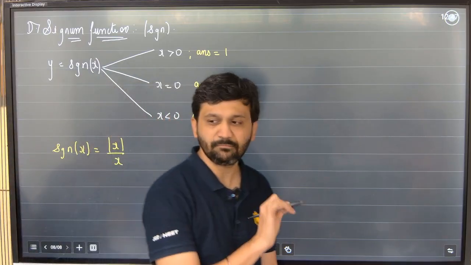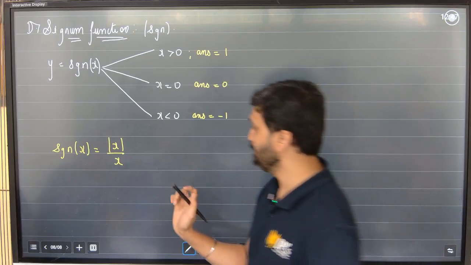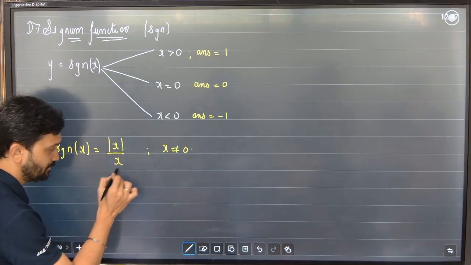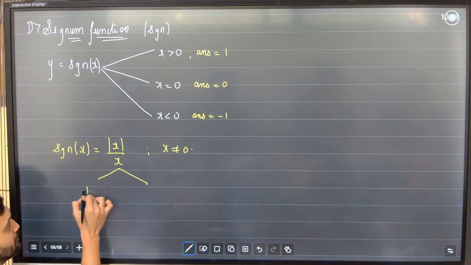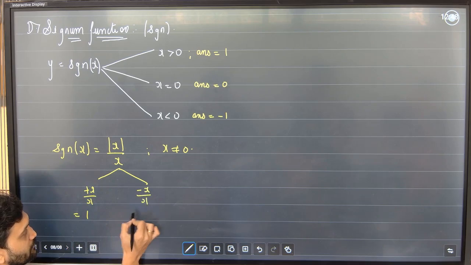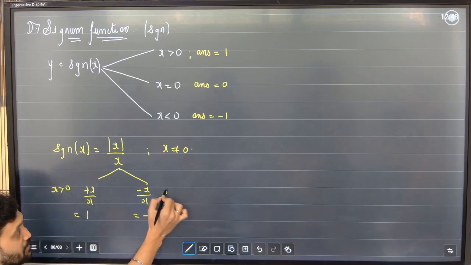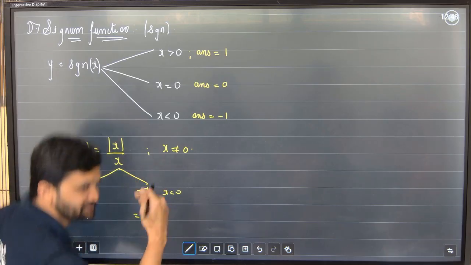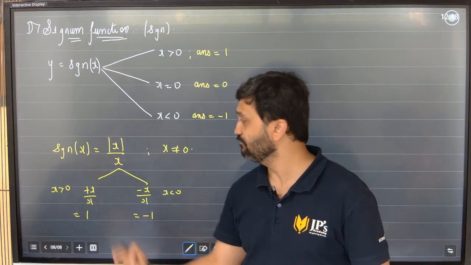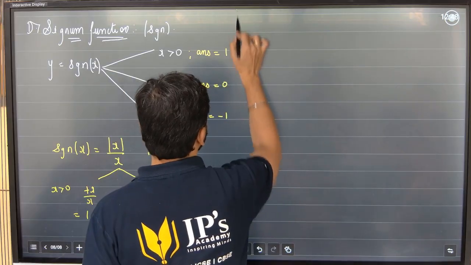SGN function is nothing but mod x upon x. And mod x upon x, as I told you, first of all we take x is not equal to 0. But if I take the value of x positive, then positive x upon x will give you the answer as 1. Negative x upon x will give you the answer as -1. That means if x is greater than 0, my answer is 1. If x is less than 0, my answer is -1. And if x is equal to 0, my answer is 0. This is the joining point of signum function and your absolute value function, that is the modulus function.